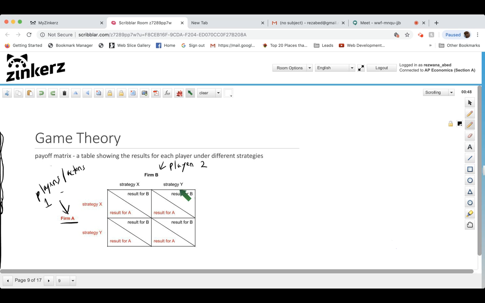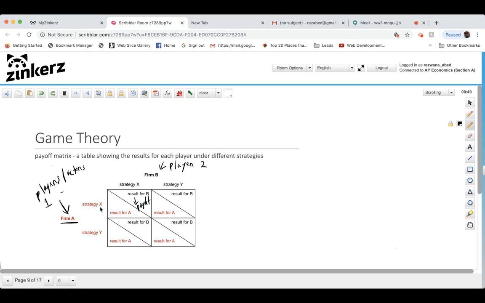And then we have four different cells, right? Each cell has some numbers inside of them. What each of these things inside the cells mean are called payoffs. A payoff is basically what you get from playing the game. It's just a result or an outcome of playing the game.